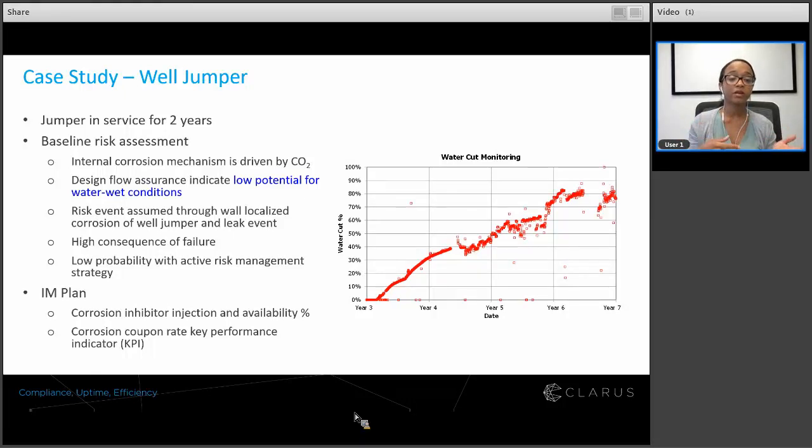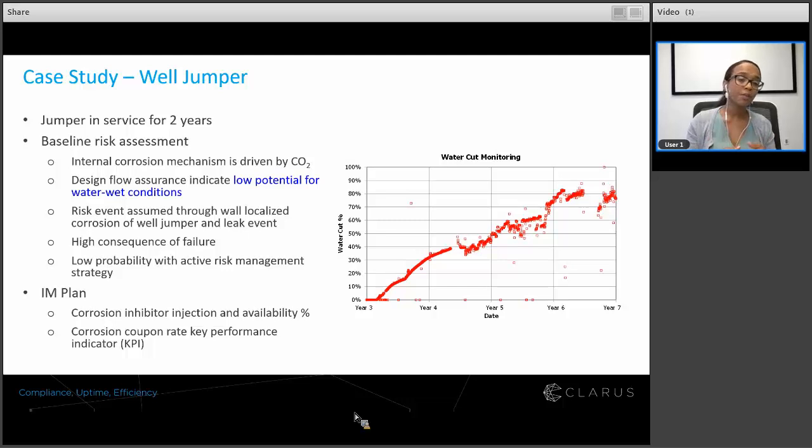Our management plan included corrosion inhibitor injection and monitoring availability, that is, the uptime of how much of our normal operations we were meeting the target dosage, and monitoring the corrosion coupon rates at the facility. Again, not a direct measurement on our jumper, but indicative of the corrosivity of the fluid and what our jumper might be seeing.